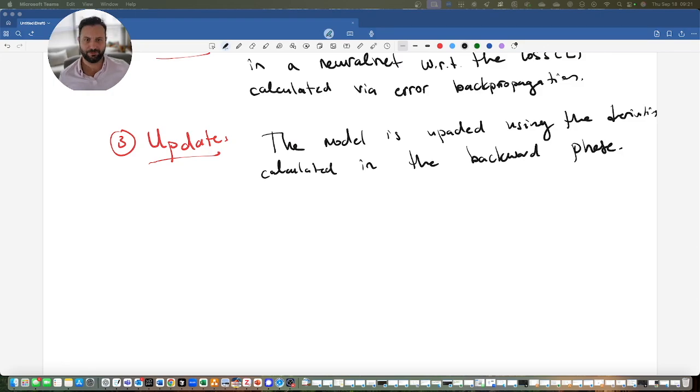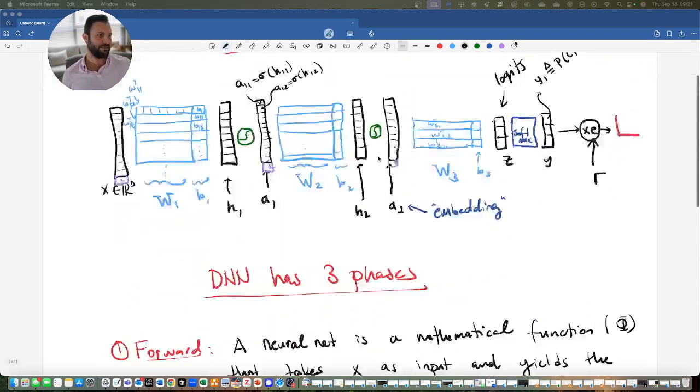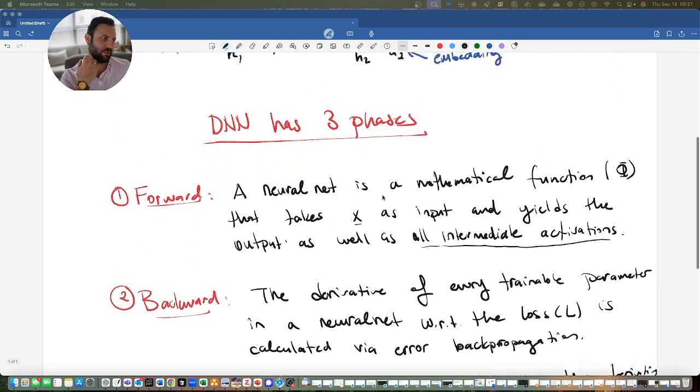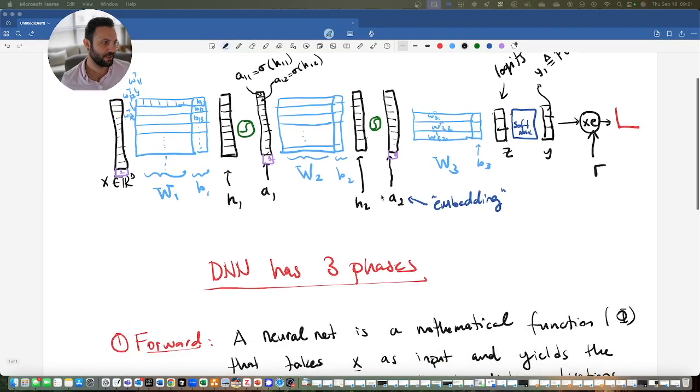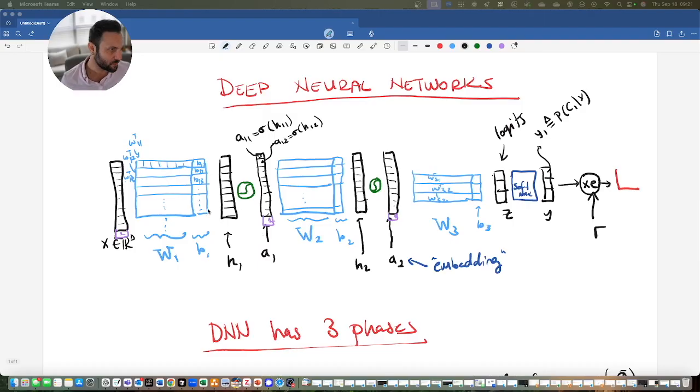Let's start with the forward. I said forward is a mathematical function, right? So let's go ahead and write this mathematical function that takes x as input and uses all of these trainable parameters that we marked with matrices and vectors, and then yields the output, the loss, and all the intermediate activations.